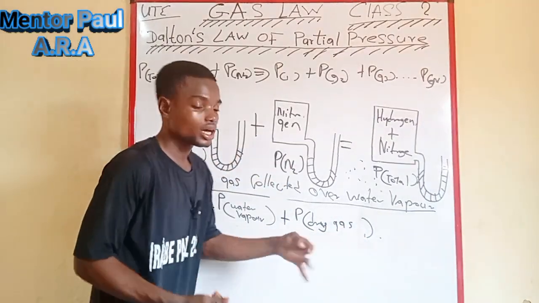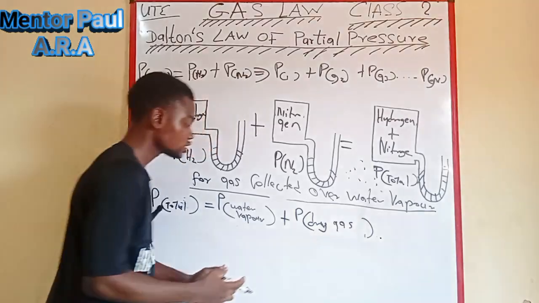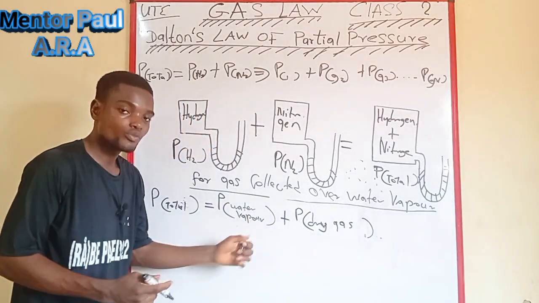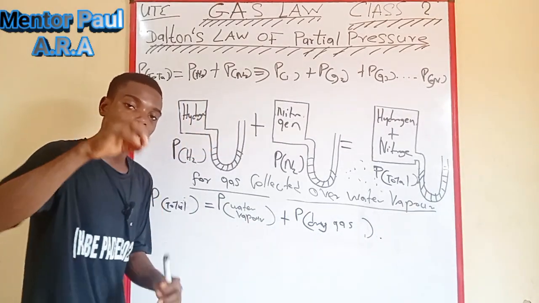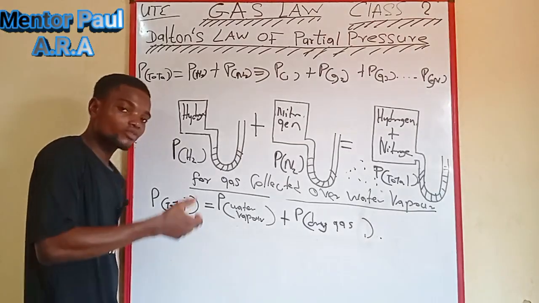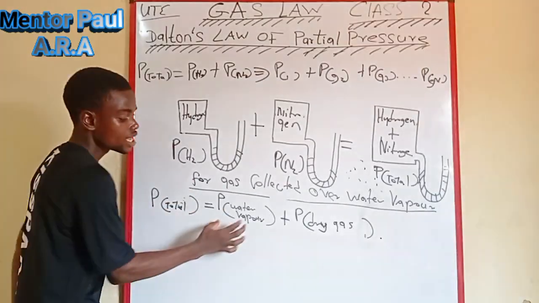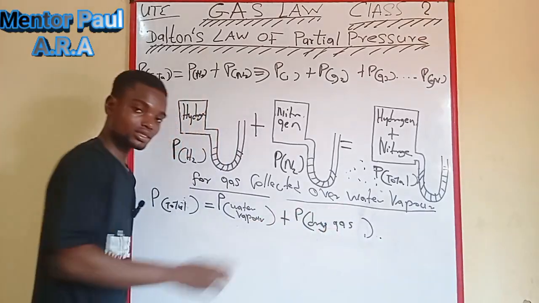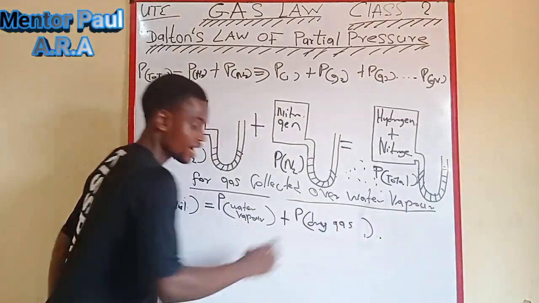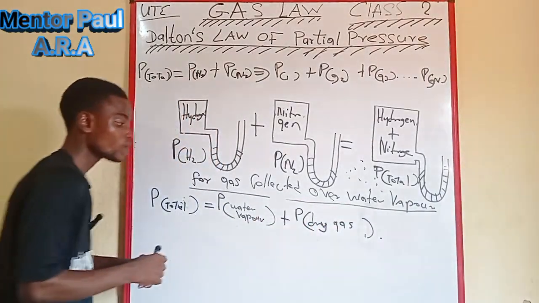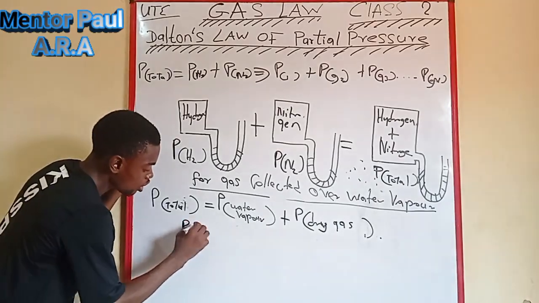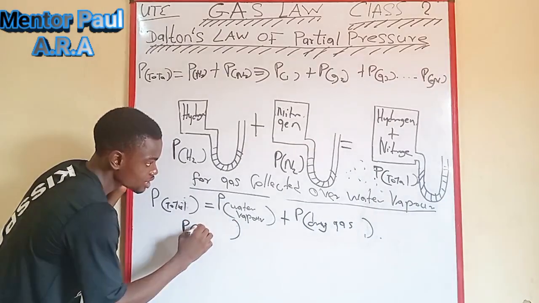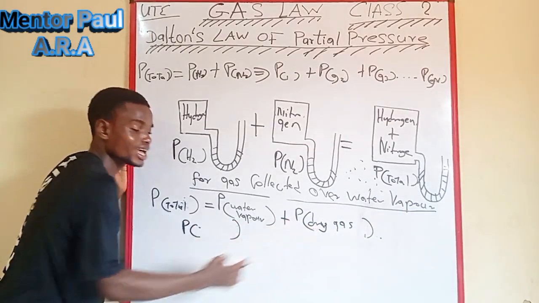So if you collect a gas over water, it's going to be with water vapor, because water vapor exerts its own pressure. Hence, the total pressure of that gas you collected over water will be the pressure of that water vapor plus the pressure of the gas. Now, to get your dry gas, we want to make P of dry gas the subject of the formula.